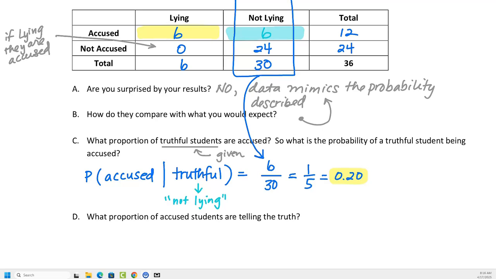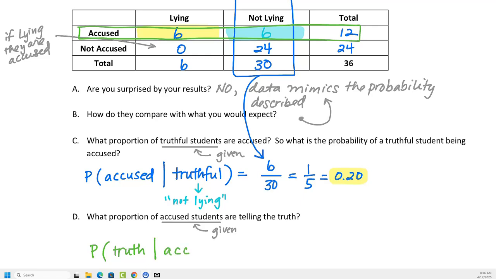Okay, now notice it says, what proportion of accused students are telling the truth? Okay, and again in this one, it's what proportion of accused students are telling the truth. So here's a given again. So this time, instead of looking at a column, we're going to look at a row because accused is a row in this chart. So we're going to look here just at this row. And we're looking for the probability that they are telling the truth, or truthful, given that they are accused.